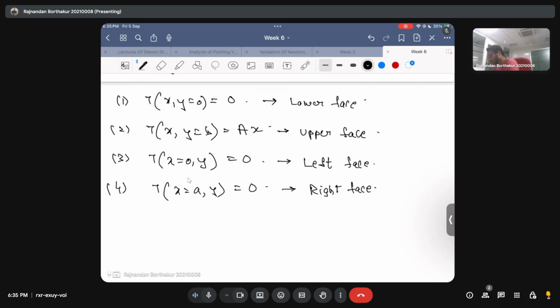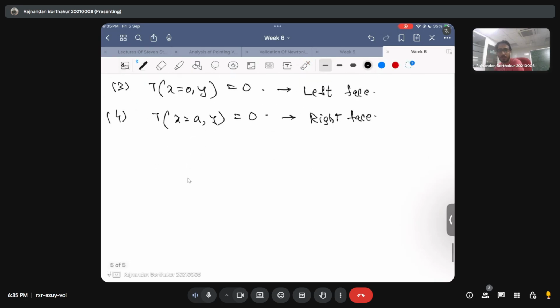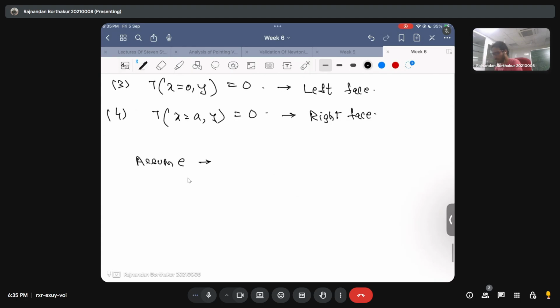So given this, the reason why this method is known as the method of separation of variables is because we will now assume, and as the name suggests, this is the most important step of the problem.